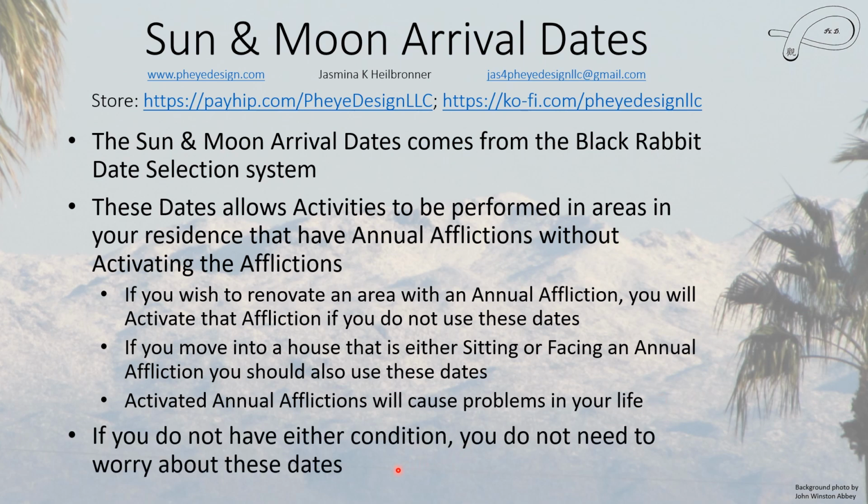Now, if you don't have either condition, that is, you're not trying to renovate in an area with an annual affliction, and you're not trying to move into a house, or you're not trying to change the period of your house, you don't have to worry about the Sun and Moon arrival dates at all. You can totally ignore the rest of this video. You can just stop right now. This is for people who are trying to do something that would activate an annual affliction.